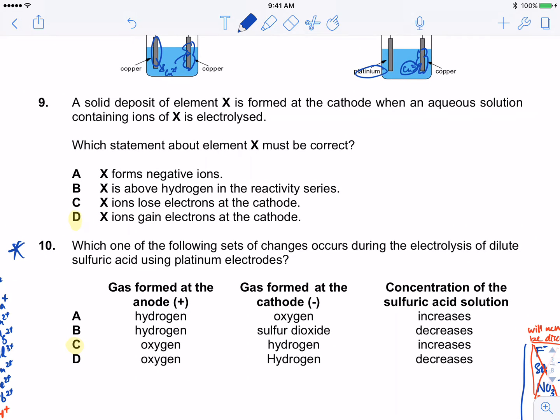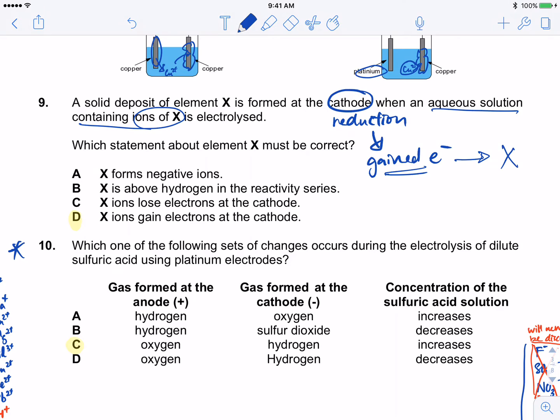Question 9. A solid deposit of element X is formed at the cathode when an aqueous solution containing ions of X is electrolyzed. Which statement about element X must be correct? Let's look at this. At the cathode, this is the side of reduction. Reduction means I gain electrons. So the aqueous solution containing ions of X means that the ions of X gain electrons to form your X.